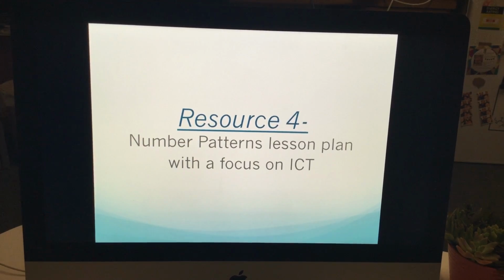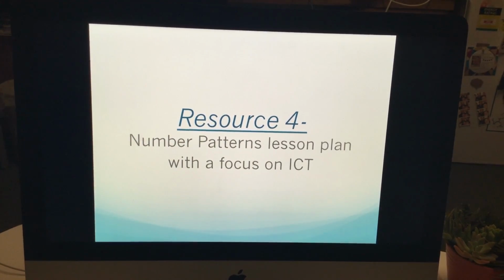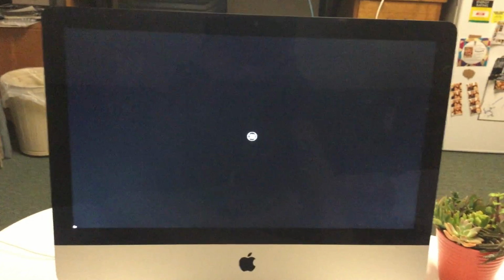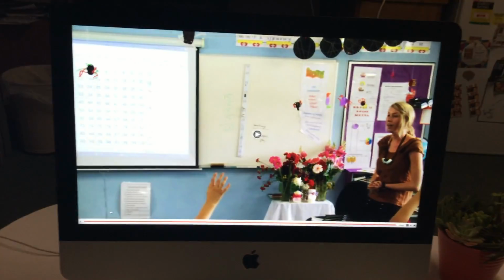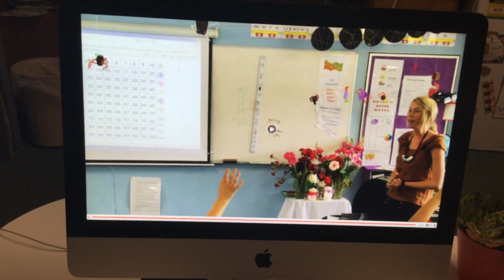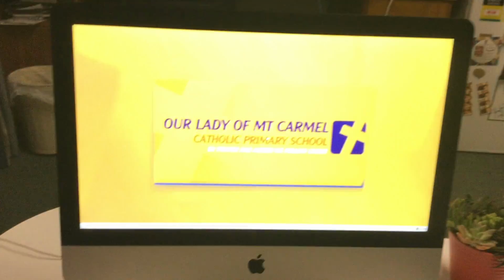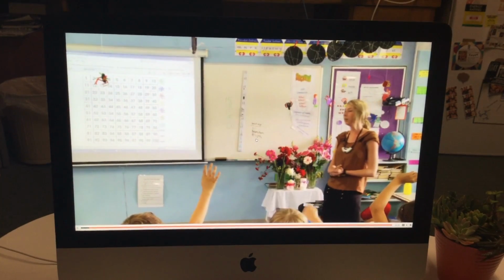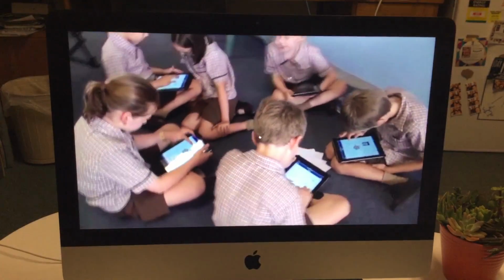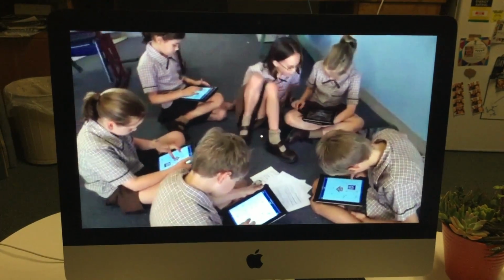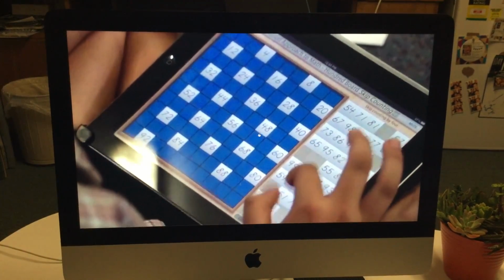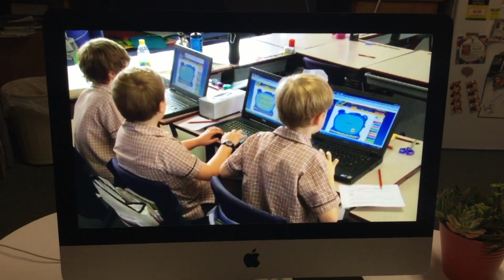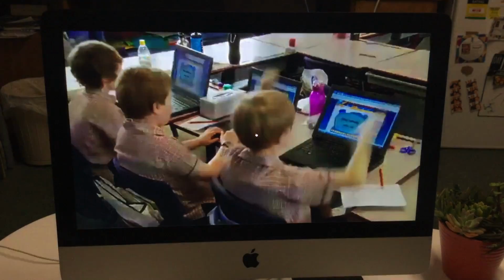Resource 4, Number Patterns Lesson Plan with a focus on ICT. At Our Lady of Mount Carmel Primary School, Kate, a graduate teacher, plans a mathematics lesson on number patterns. She builds on and expands the students' learning opportunities by focusing this lesson around the use of ICT.